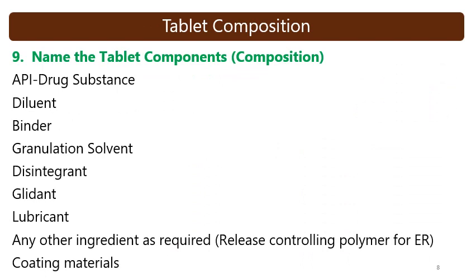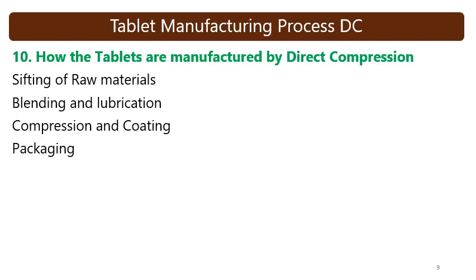Name the tablet components, that is composition. What is the generalized composition for tablet formulation? So first is API. The API may be 1, 2 or more based on the composition and the label claim. Then diluent, binder, granulating solvent, disintegrant, glidant, lubricant, any other material as ER polymer and the coating materials are there. Generally the coatings are HPMC based and polyvinyl alcohol based.